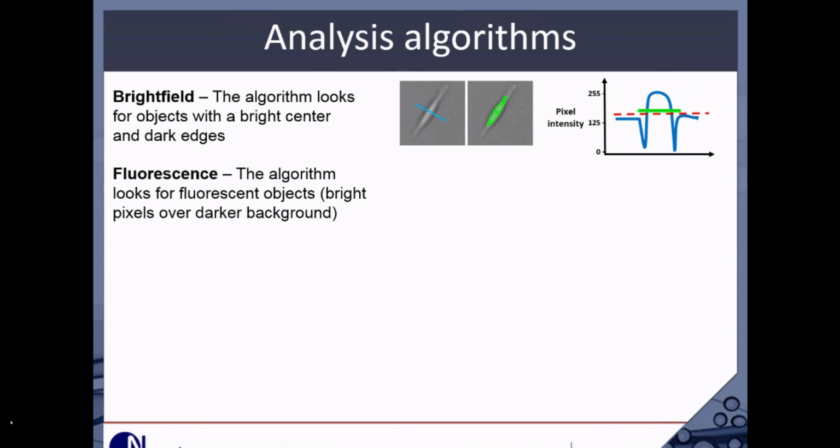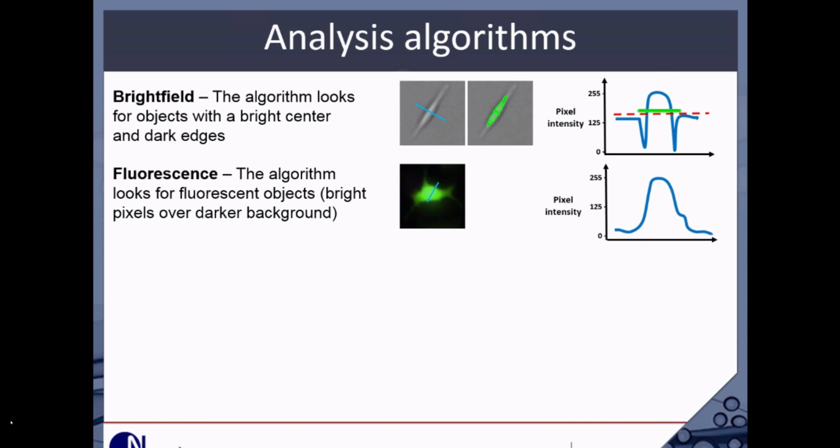The fluorescent algorithm is looking for bright pixels over a very dark background. How does that work in practice? So here is an example of a fluorescent cell. Here we have a green fluorescent cell, and if we do the same thing where we draw a line over this cell and plot the pixels according to its value, it would look like this profile. And then when you have the intensity threshold set, which is this red line, the system will draw a green or purple outline around the objects above that intensity threshold, and it will look like this with a dot in the center.